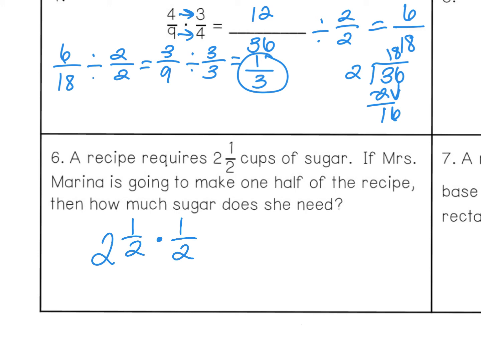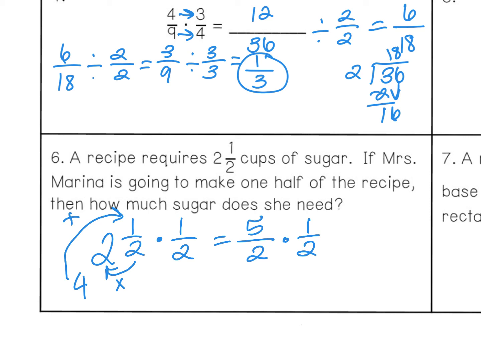So I'm going to multiply my denominator with my whole number. 2 times 2 is 4. I'm going to take that product and I'm going to add it to my numerator, which would give me 5. So I'm going to go ahead and rewrite that fraction. 5 over 2 times 1/2. Okay, I'm trying to cut this recipe in half.